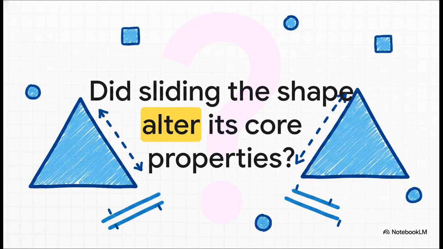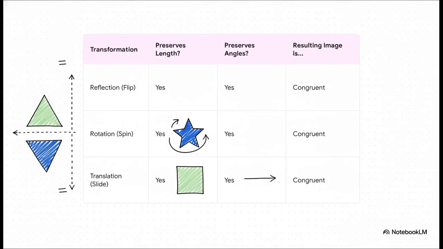And the answer to this question, which we've now asked 3 times, is the whole key to connecting these moves back to our big idea, congruence. And this table just lays it all out perfectly. Look at this. The reflection, or flip, did it preserve length? Yep. Did it preserve angles? Yep. So the result is congruent. Same for the rotation, or spin. And same for the translation, or slide.